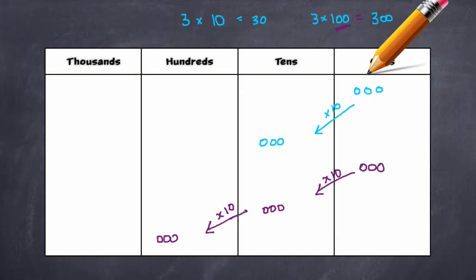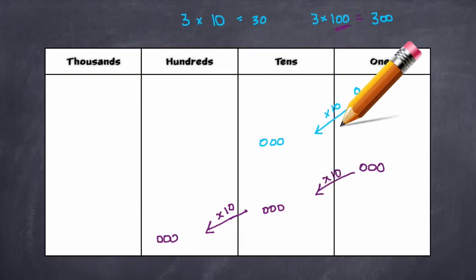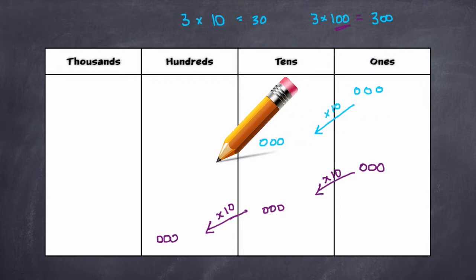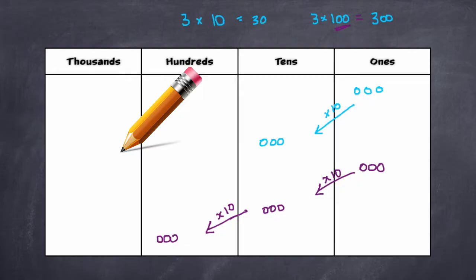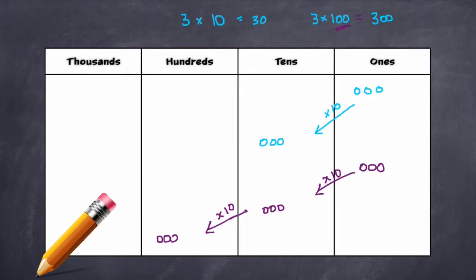If I did 3 times 1,000, what would that end up being? Exactly, it would be 3,000 because I would have to make 1, 2, 3 jumps to get to our thousands place, right? All right, single digit, not too bad to do, right? Let's look at one more thing real quick.